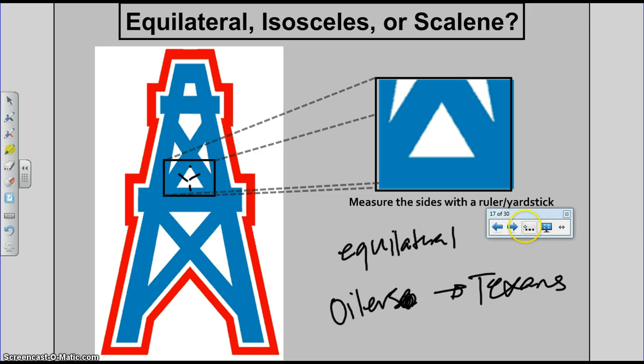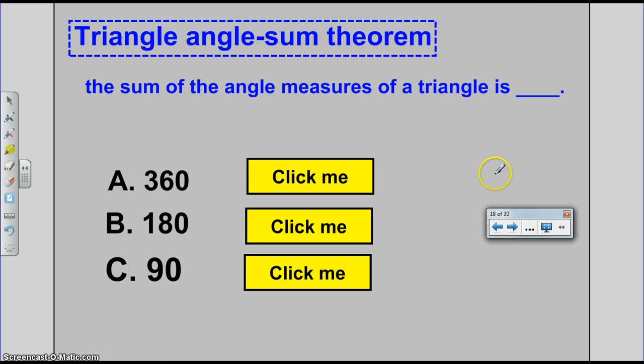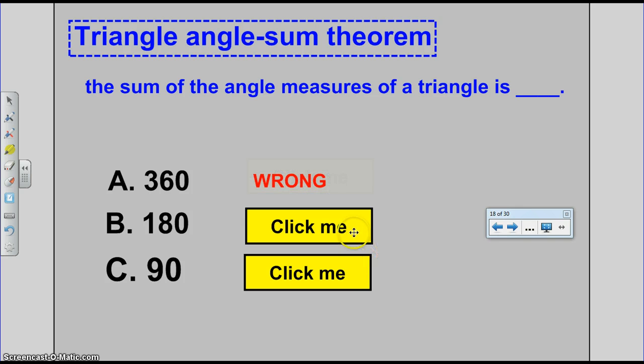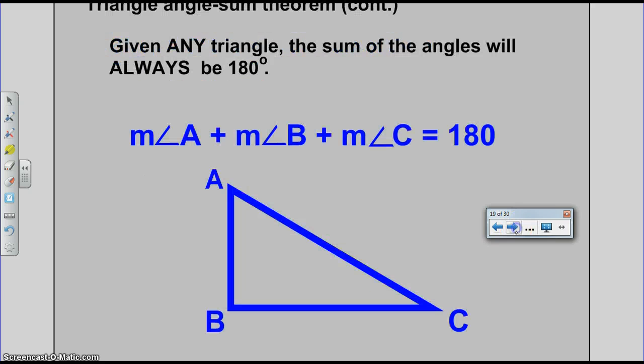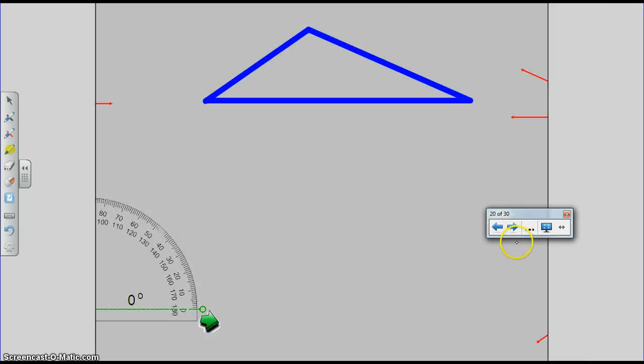The sum of the angle measures of a triangle is 360, 180, or 90. I know it's not 360. It sure is 180, and I know it's not 90. Given any triangle, the sum of the angles will always be 180. I know that all the angles of a triangle add up to 180 degrees.